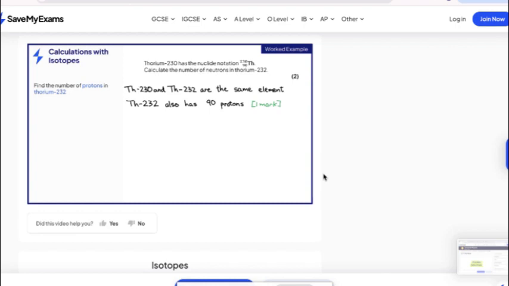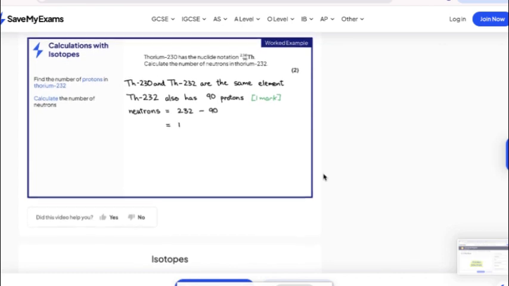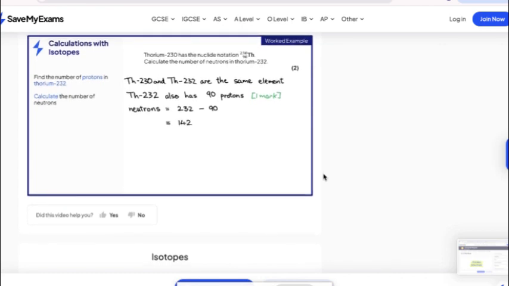We know that there are 232 protons and neutrons in the nucleus of thorium-232. So, to find the number of neutrons in thorium-232, subtract 90 from 232, which leaves 142 neutrons. This is the second mark.